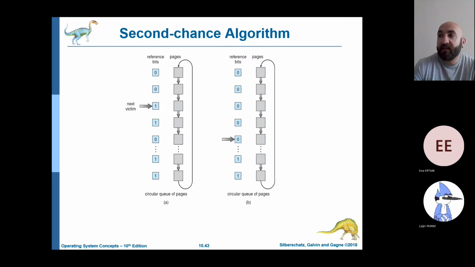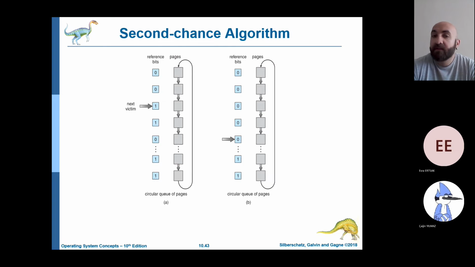And here is how we can implement the second-chance algorithm. One way to implement it, sometimes referred to as the clock algorithm, is a circular queue. A pointer, that's the hand on the clock, indicates which page is to be replaced next. When a frame is needed, the pointer advances until it finds a page with a 0 reference bit. As it advances, it clears the reference bits. Once a victim page is found, the page is replaced and the new page is inserted in the circular queue in that position.